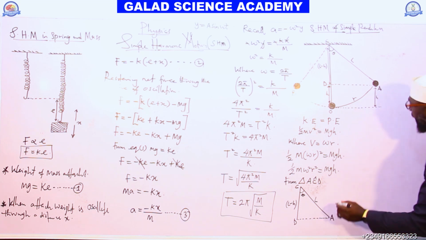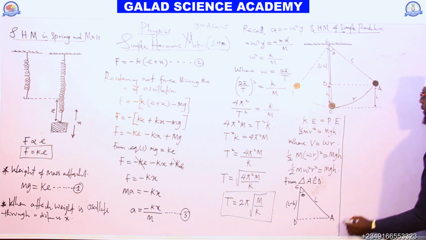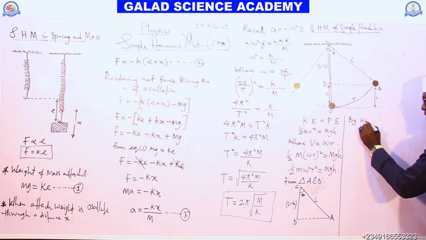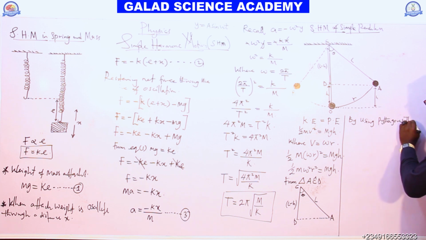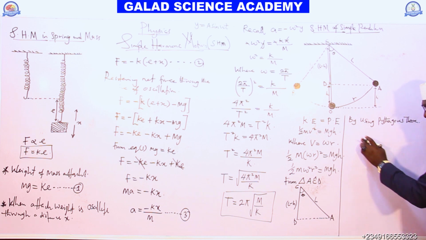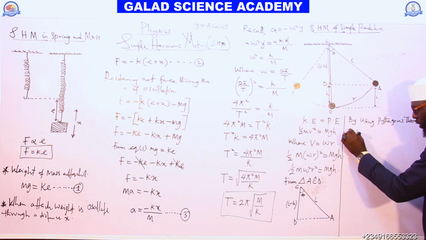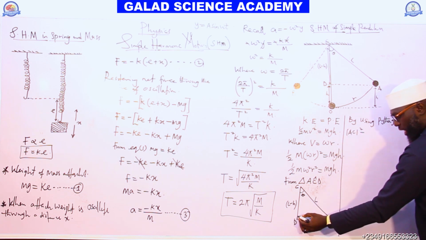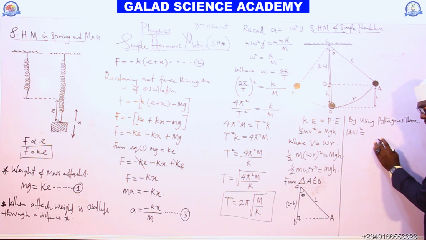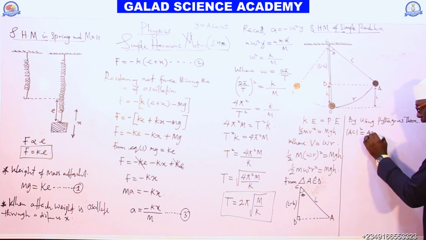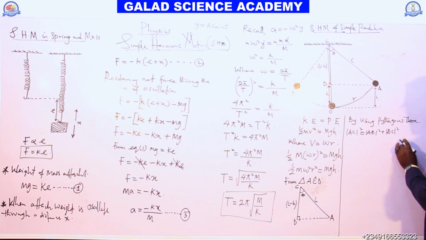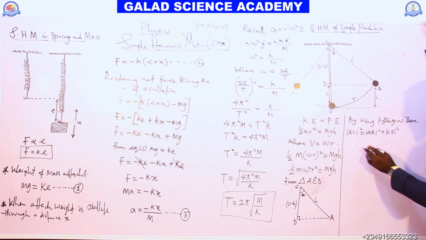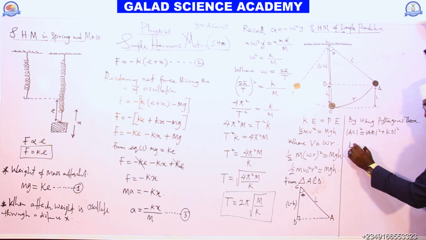So by using Pythagoras theorem, let's call this place AD. By using Pythagoras theorem, it said that AC square, this is a right angle, AC square equal to AD square plus CD square. What is AC? AC is L. We have L square.